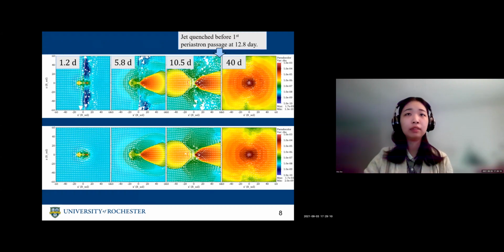Later on, the simulations with or without jet look very similar in the flow pattern. That's where we end, at day 40. You can see some slight differences at day 40, but it's just because the orbital phases are slightly shifted.